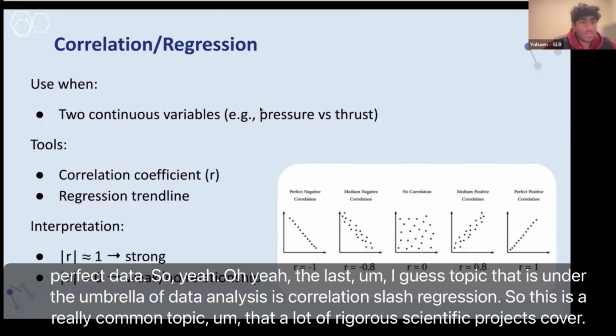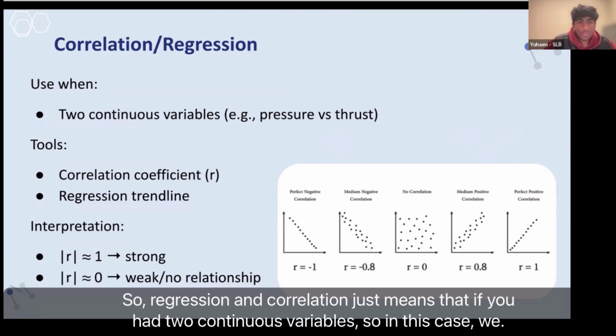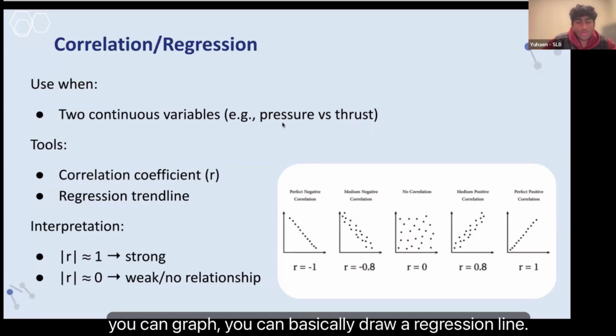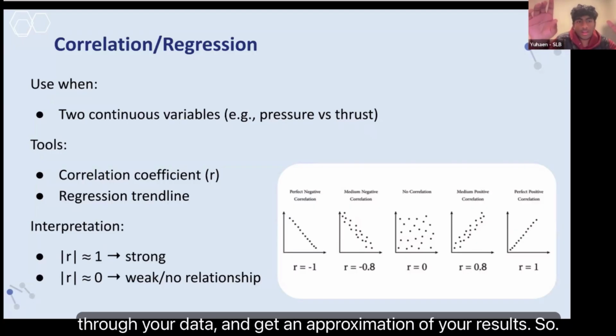Okay, the last topic that is under the umbrella of data analysis is correlation slash regression. This is a really common topic that a lot of rigorous scientific projects cover. Regression and correlation just means that if you have two continuous variables, like in our previous example, pressure and thrust, you can basically draw a regression line through your data and get an approximation of your results.